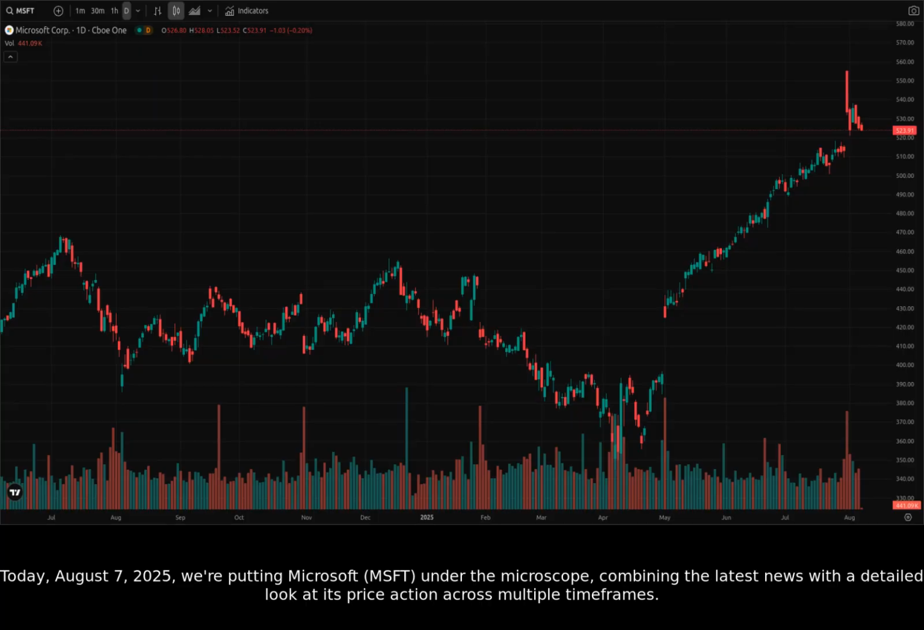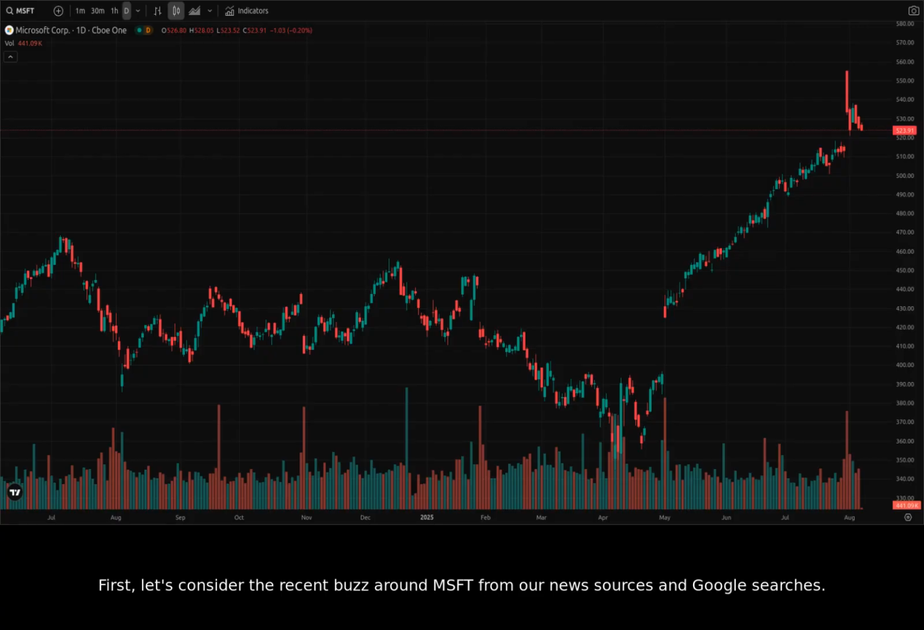Today, August 7th, 2025, we're putting Microsoft, MSFT, under the microscope, combining the latest news with a detailed look at its price action across multiple timeframes.